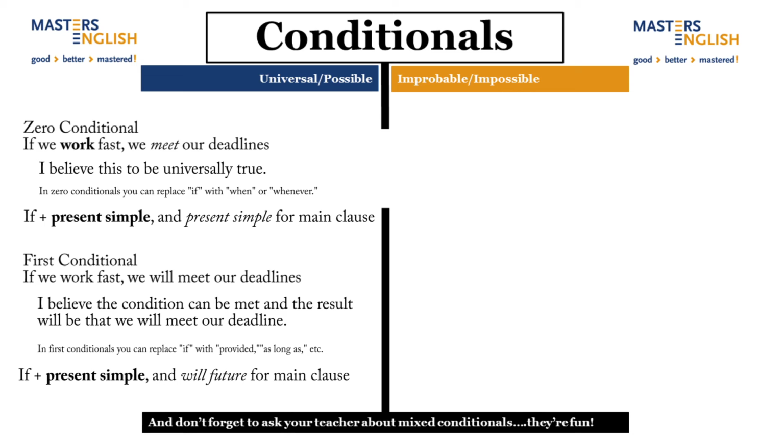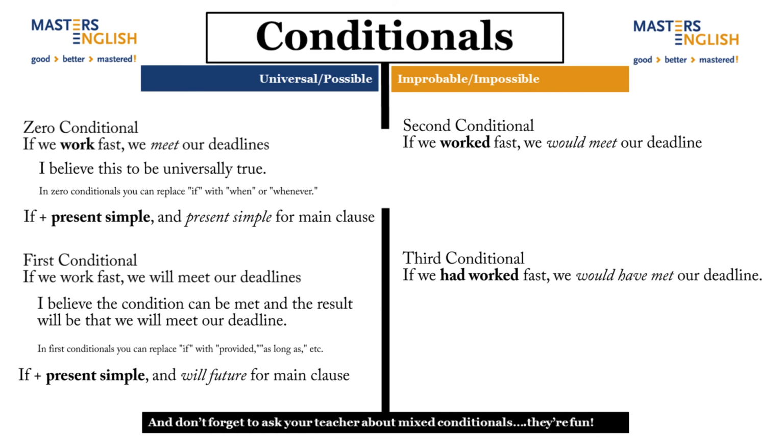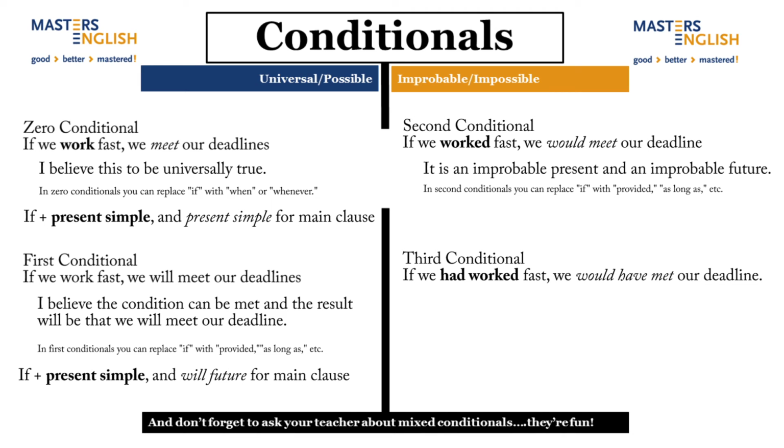Now let's move over to the second half, the right half of our diagram. We've got the second conditional. If we worked fast, we would meet our deadline. Now, what in the world does that actually mean? What it means is that I don't believe we can work fast enough to meet our deadline, and I'm imagining a different present that would have a different result in the future.